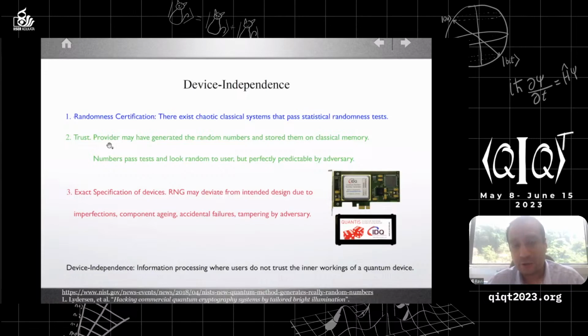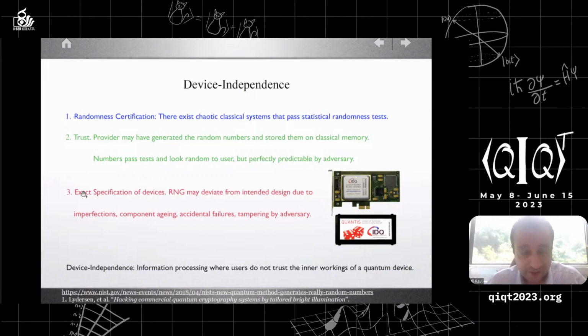Now, if you think of a classical system like a classical random number generator, it produces some output bits that look uniform. They may even pass some statistical tests, but it could simply be the case that the provider of this random number generator has already generated these random numbers, and the device is simply spitting them out from a classical memory. Which means that the bits from a classical random number generator will pass the test and look random to the user, but of course they are perfectly predictable to the adversary, or to the provider of this device.